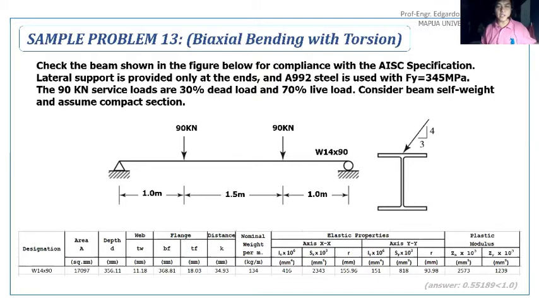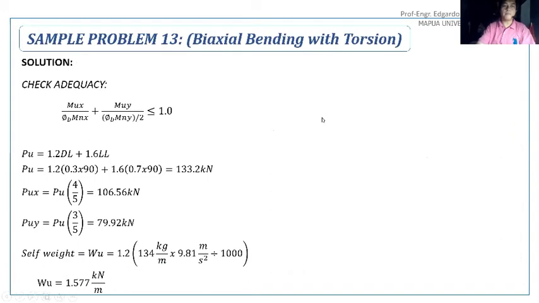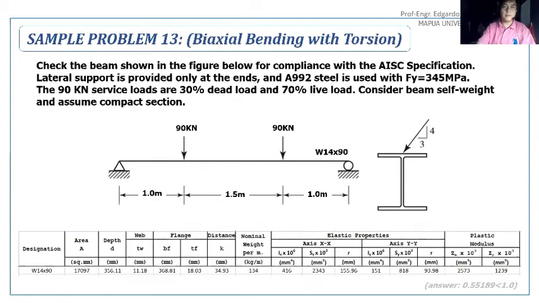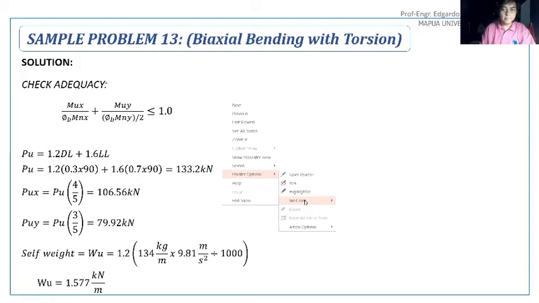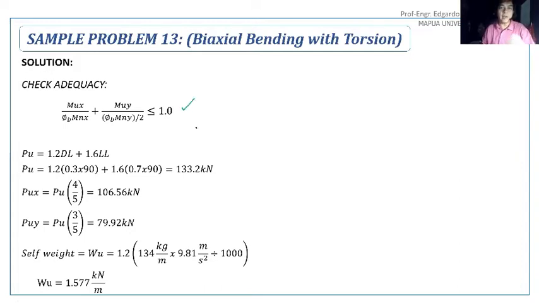Okay, so the properties of the section are also given, taken from the steel manual. First, to check for the adequacy, we have to satisfy this interaction equation. So bending about x plus bending about y should be less than or equal to 1. Take note na may over 2 rito. Yung over 2 na yun is because of the presence of torsion. So the capacity on y-axis bending is reduced, or is being halved. Kaya may over 2 doon.